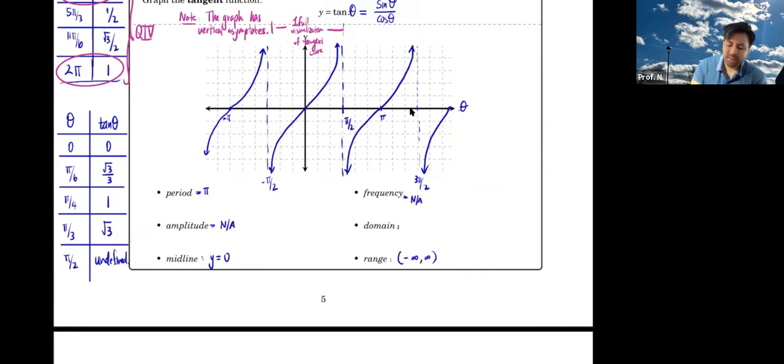And the domain is a little weird to say, right? Because it's all the x values that are not equal to an integer multiple of pi over 2 units. So n here is an integer. And so what we're saying is that for every pi over 2 units, so pi over 2, 3 pi over 2, negative pi over 2, n is an odd integer. It can't be an even integer. So n is an odd integer.